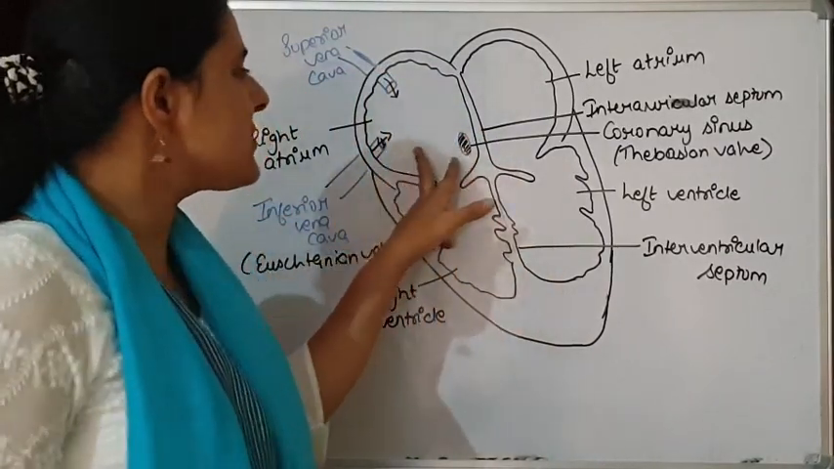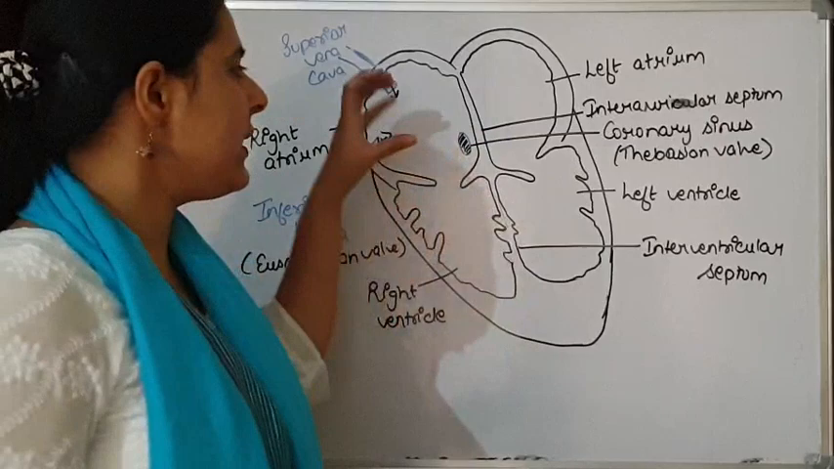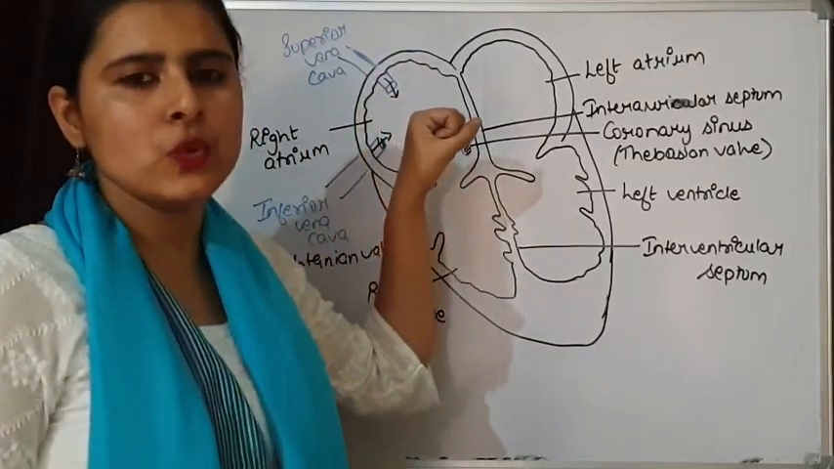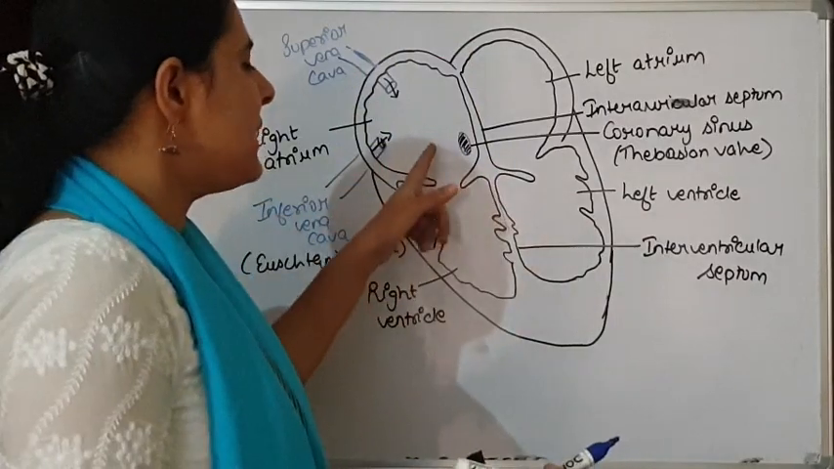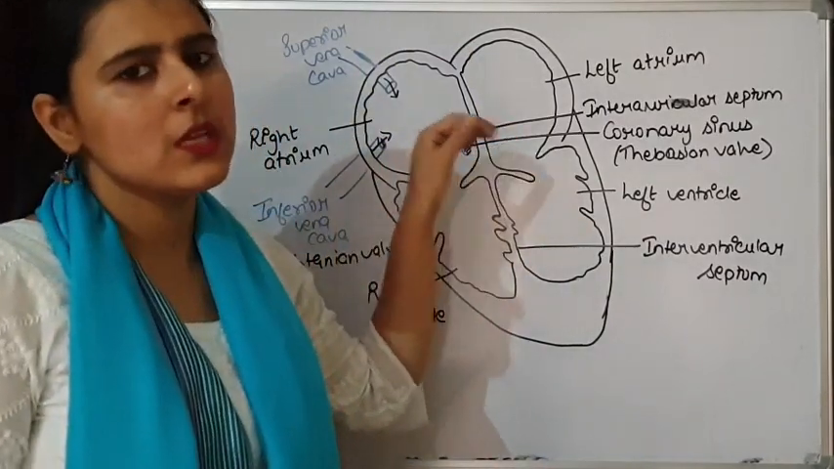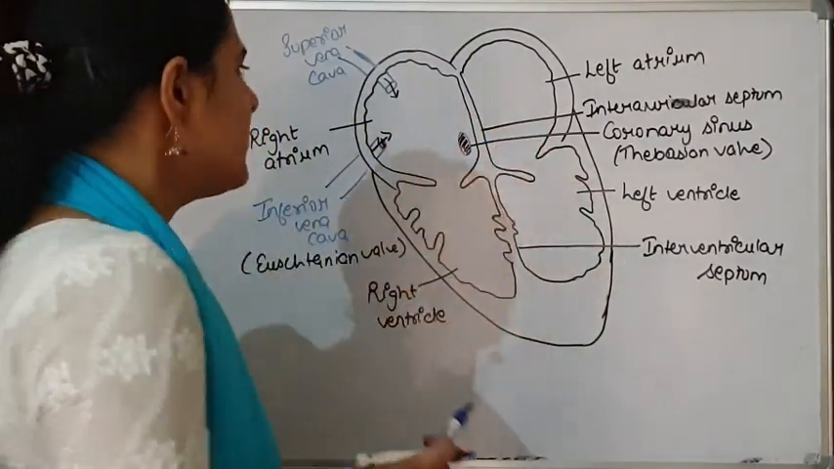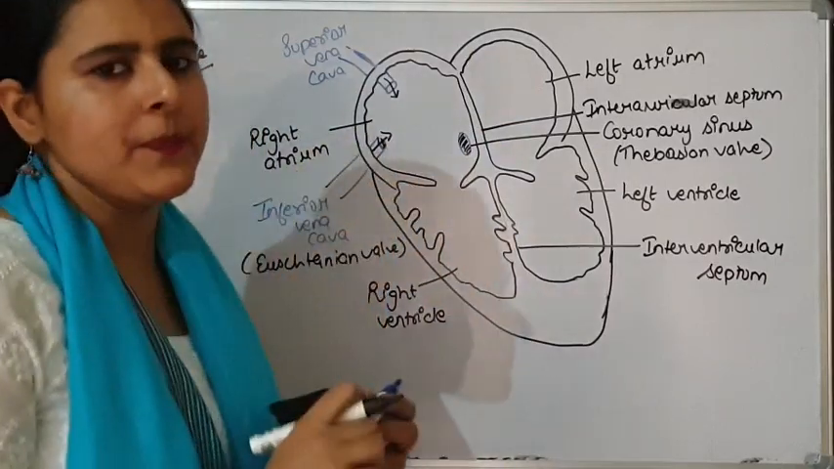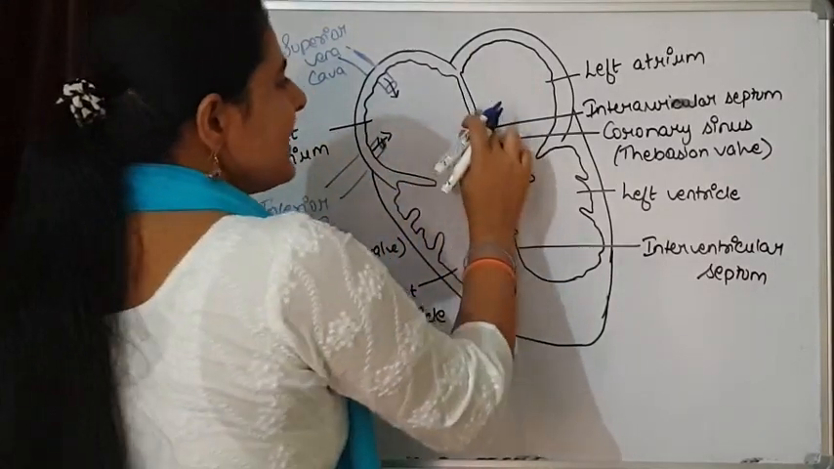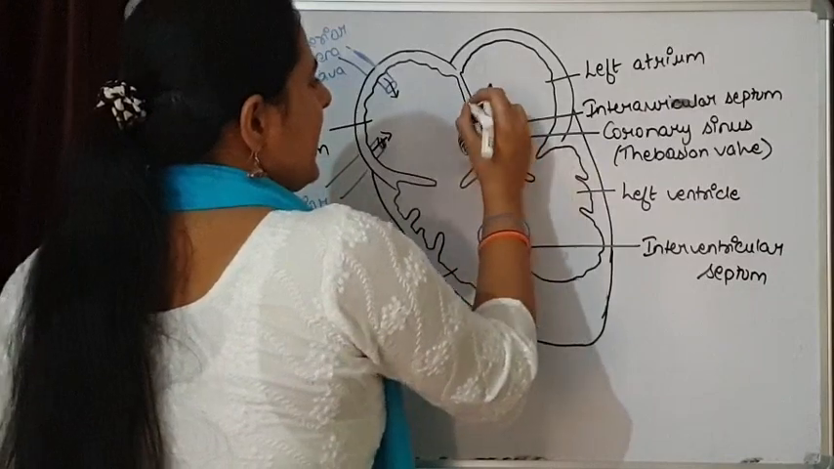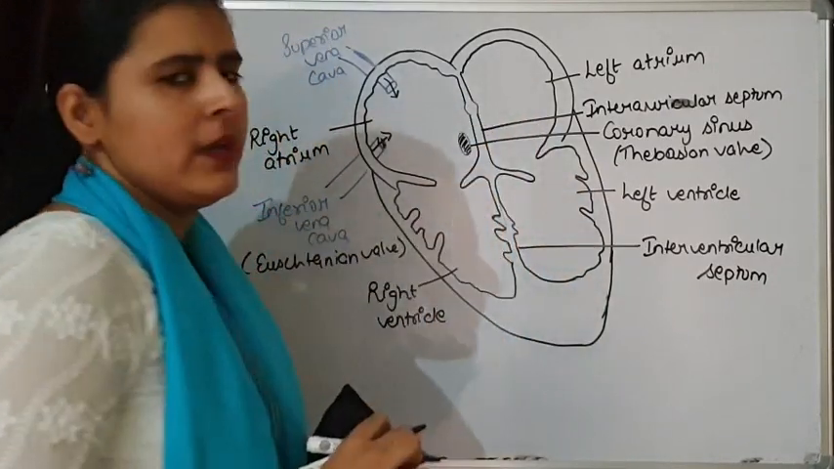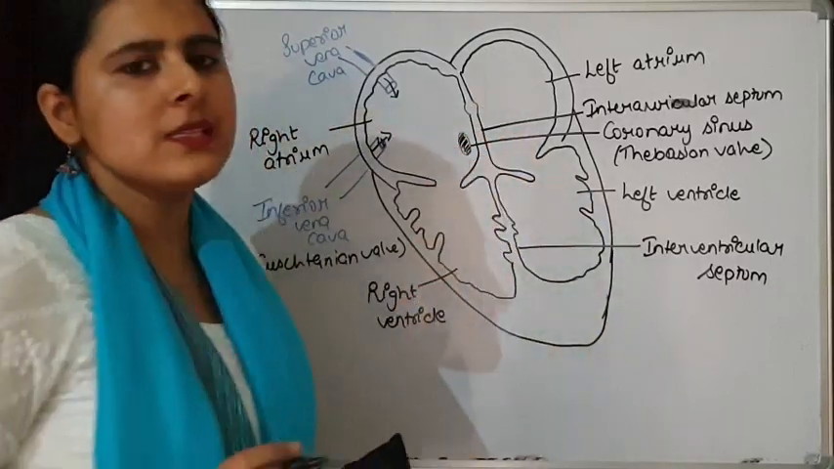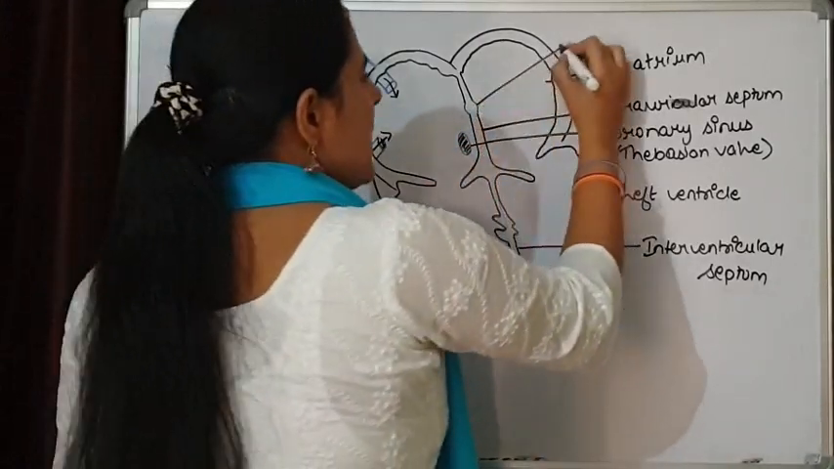Only these two are supported by valves, and whenever contraction of the atria takes place, these valves are going to close so that blood is not going to enter into these veins again. This is about the right atrium. One more thing over here is this interauricular septum. It has a depression over here, and this depression is known as fossa ovalis.